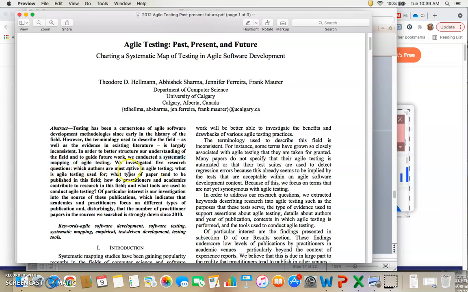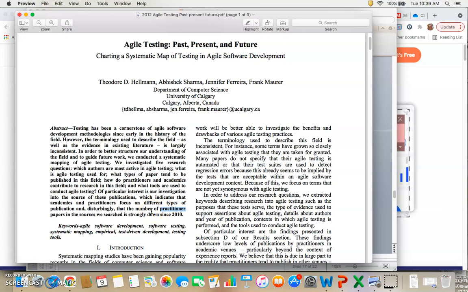Which authors are most active? They wanted to know who is the most active. And then, what is agile testing used for? What types of papers tend to be published? How do practitioners and academics contribute? What tools are used? Of particular interest is our investigation into the source of these publications, which indicate that academics and practitioners focus on different types of publications, and that the number of practitioners' papers in the sources is strongly down since 2010. Strongly down means there is a lack of interest from the practitioners on the topic of agile testing.